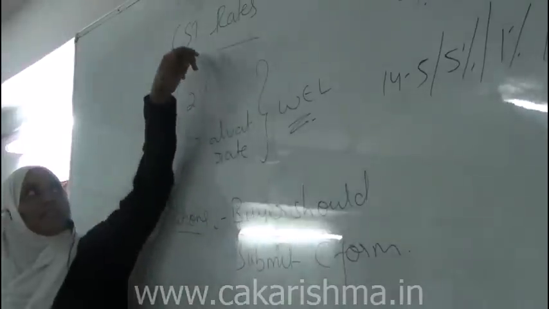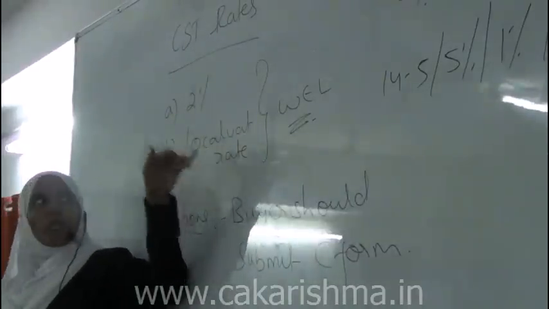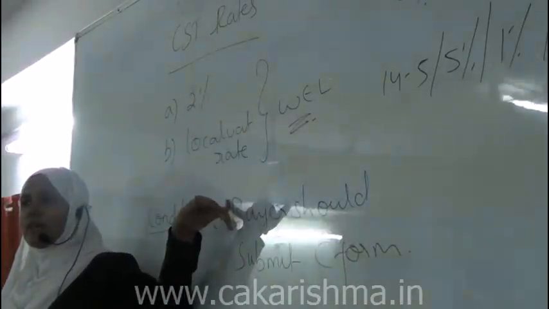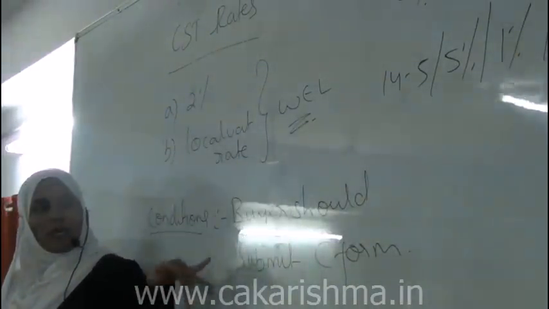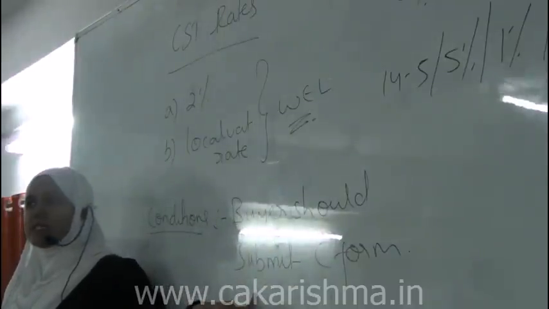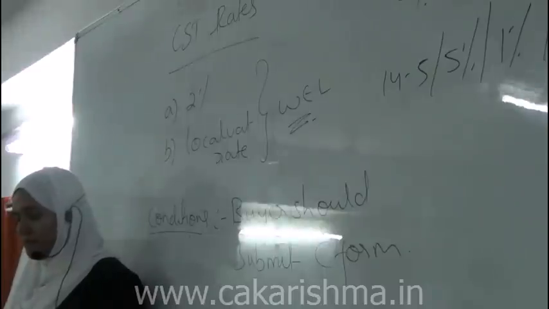Okay, so we finished learning. Did you copy this? CST rate: 2% or local VAT rate, whichever is lower, provided the buyer is submitting C form.